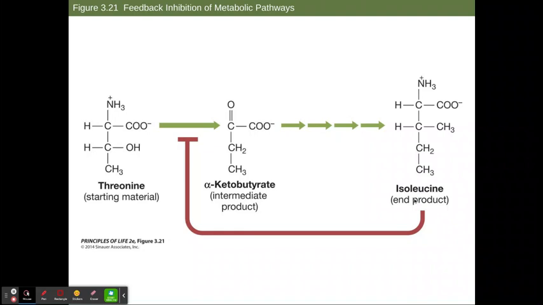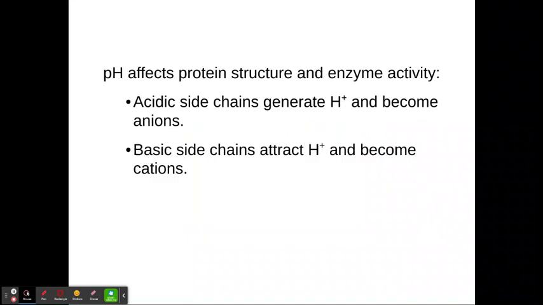Once we reach our end product right here, when we reach a certain amount, that itself will actually regulate this reaction because, again, these are energy expensive reactions. If we don't need to produce more isoleucine, once it's sensed that we have enough, we will turn this reaction off. This pathway stops so that we won't continue producing them.